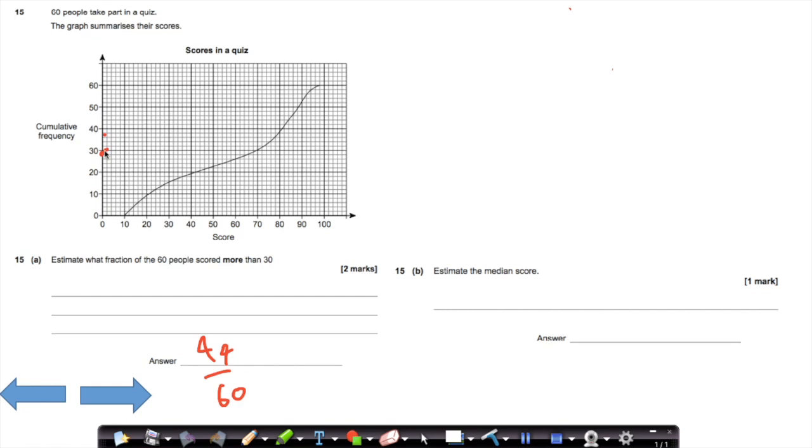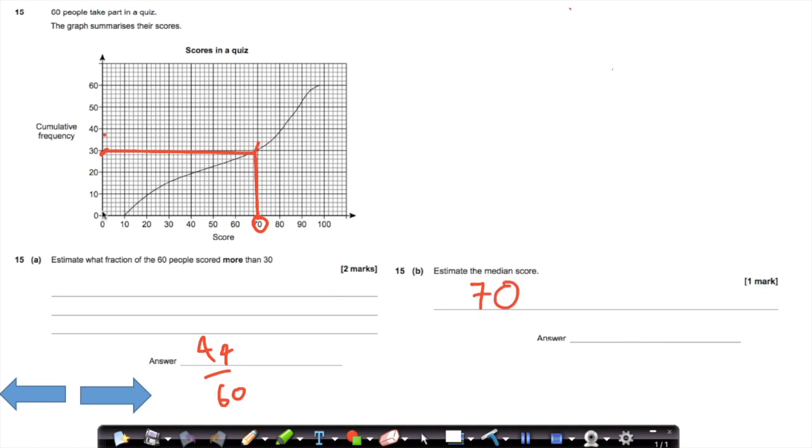there were 60 people that took the quiz, we need to say, well, okay, how much did the 30th person get? So how many points? And this isn't the best straight line, but obviously with your GCSE you'd be as accurate as possible. Looks like about 70. So 70 is the median.